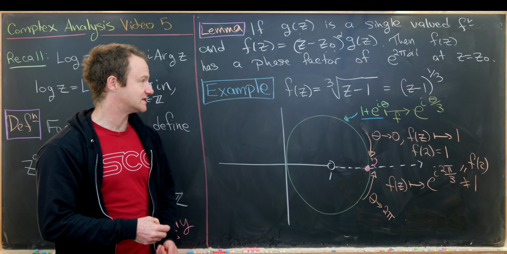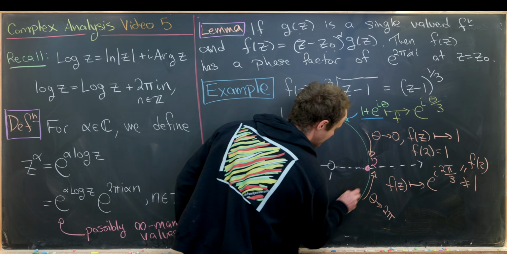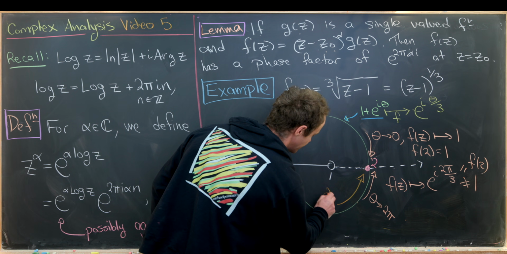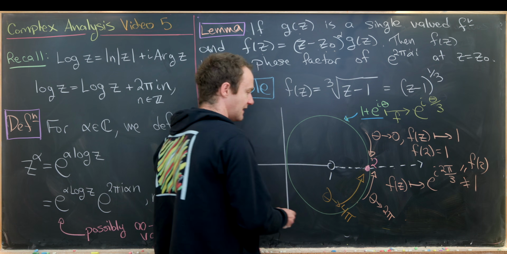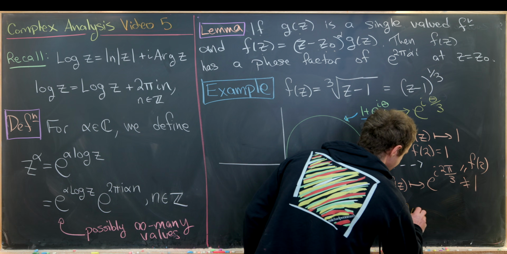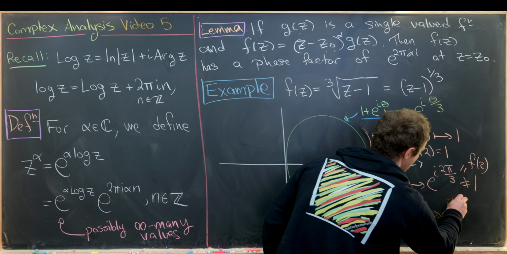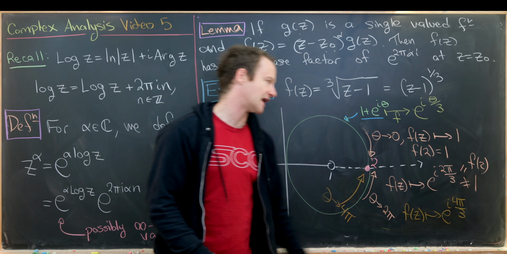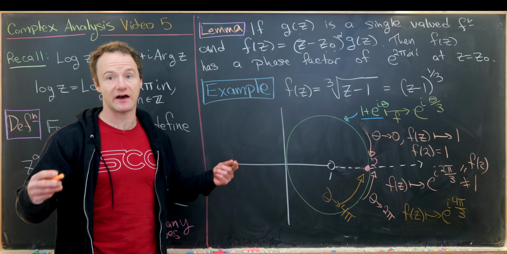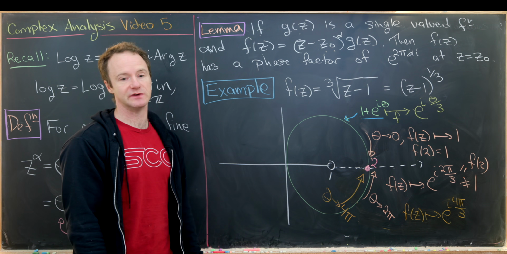But we're not quite done yet. Notice that we could approach 2 one other way, and that would be via another loop. So that would be like theta approaching 4 pi, and that would give us f of z approaching e to the i 4 pi over 3. And that's not equal to 1, and it's not equal to this other value of f of 2. So those would be our 3 values of f of 2 in this case.